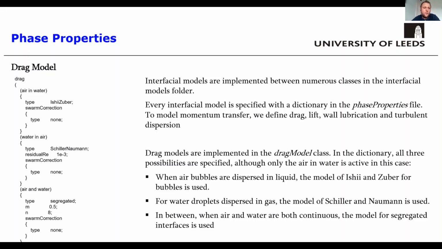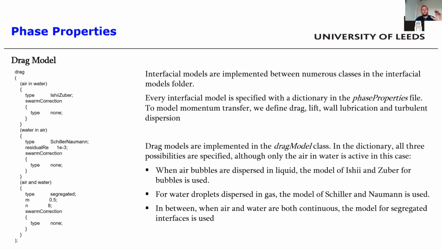But I've left it there just to show it works. So for air dispersed in water, we use the Ishii-Zuber drag correlation. If the flow switches to water dispersed in air, the Schiller-Naumann correlation will be used. In between, the segregated model for large interfaces is used. And essentially, that is also how we define each submodel, with a dictionary.